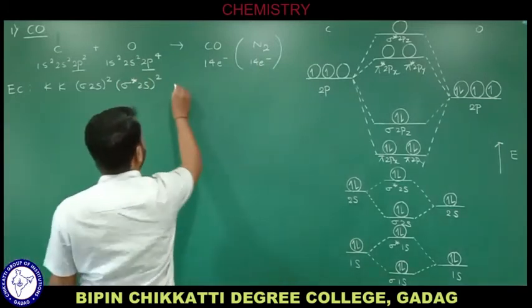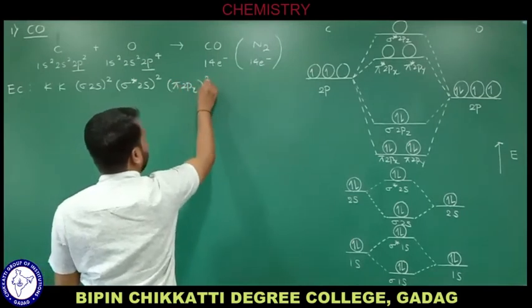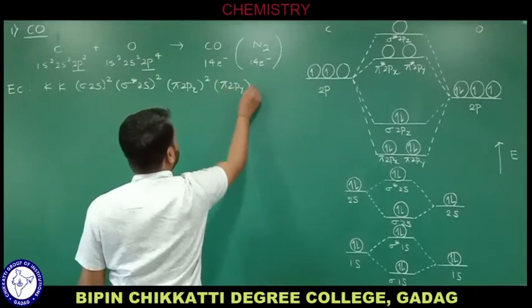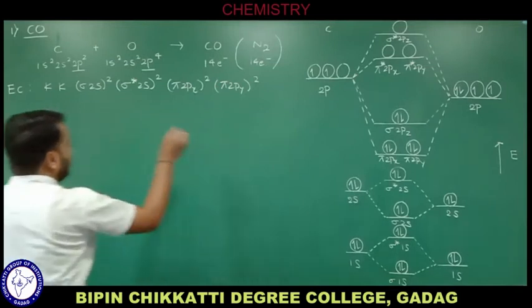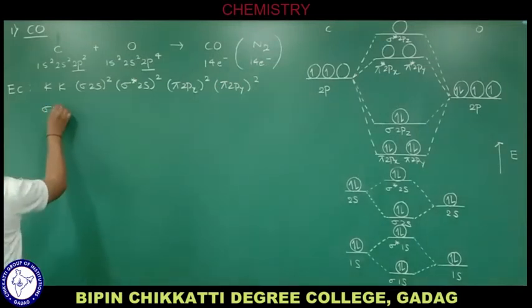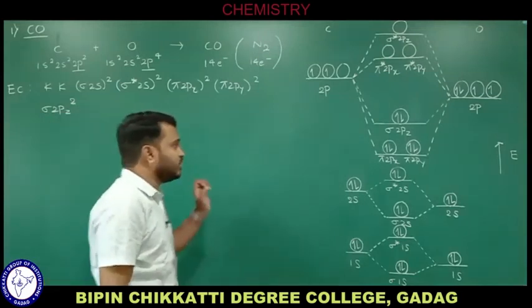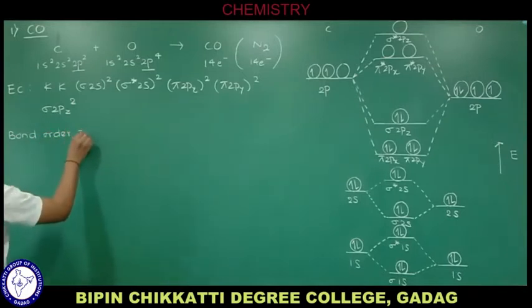Next we have pi 2px, and in that we have 2 electrons. And we have pi 2py, in that also we have 2 electrons. These are identical, you can mention an equal sign also. And next we have sigma 2pz2. So that would be the electronic configuration of carbon monoxide. Now we will calculate the bond order of carbon monoxide.